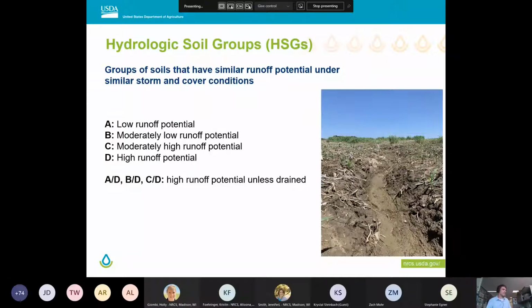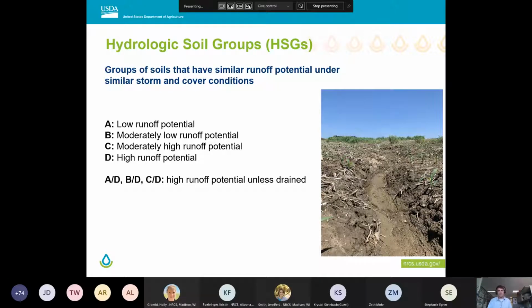This is the one that was at the top of the list, hydrologic soil groups. I've probably talked about hydrologic soil groups more than anything since I've been here in Wisconsin. They're very important, but it's also one of the most misused soil interpretations. So hydrologic soil groups are groups of soils that have similar runoff potential under similar storm and cover conditions. So when we develop hydrologic soil groups, we're developing for a soil, assuming that the soil surface is bare. We're not considering the crop or whatever land use is on top of that soil. And like I said, it's groups of soils with similar runoff potential.